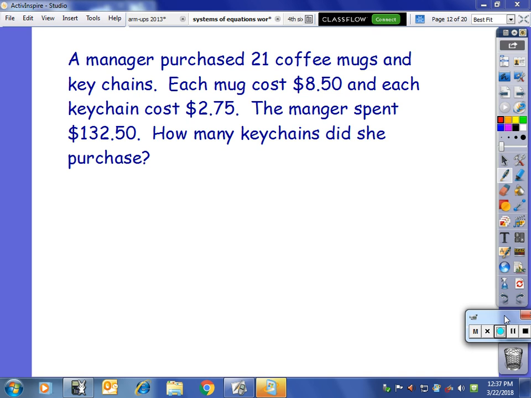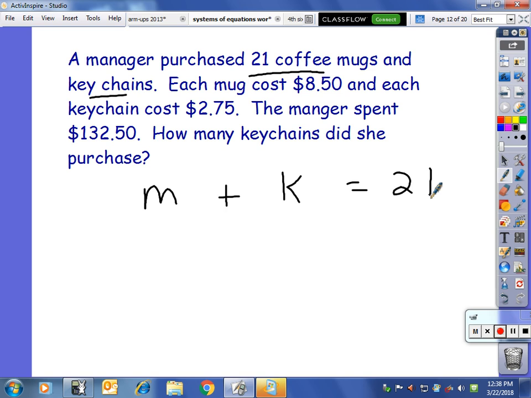Okay, we have two different facts here. There were 21 items made up of coffee mugs and keychains. That's an easy equation. What's that one? Exactly. M for coffee mugs, K for keychains. There's 21 total items. M plus K equals 21.